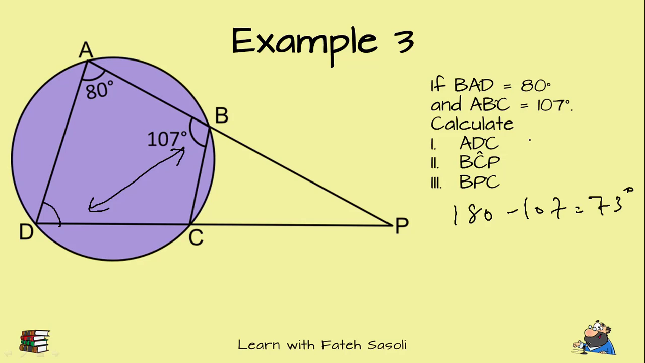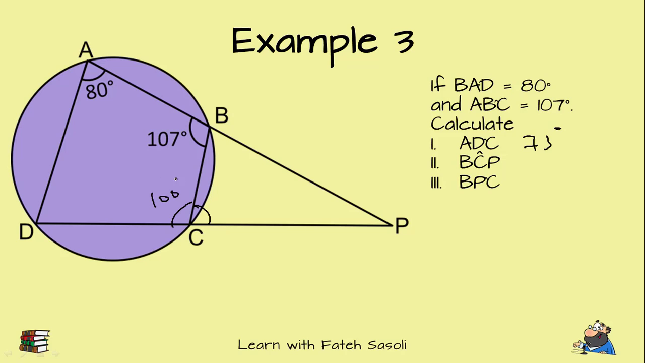So the answer to ADC is 73 degrees. Let's look for angle BCD first. So finding angle BCP is easier. Angle BCD is 100 according to the opposite angle rule in a quadrilateral, which is this angle should be 100 degrees, and accordingly since line DCP is a straight line and the sum should be 180 degrees, this angle here is 80 degrees. So angle BCP is 80 degrees.